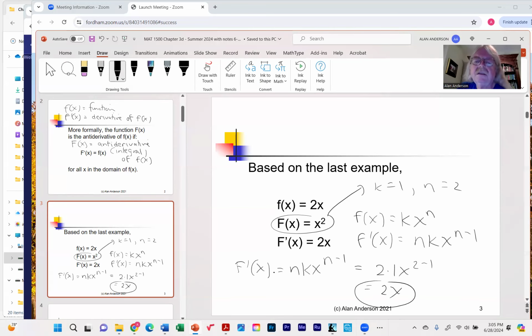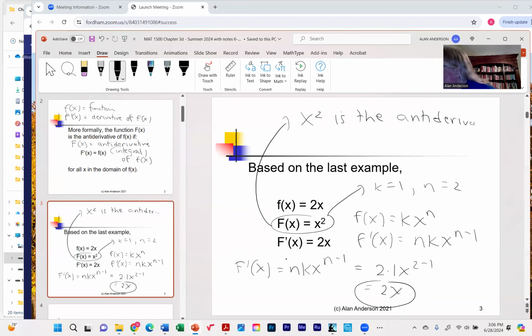So because the derivative of this capital F of x does return us to the original function, we can say that this must be the derivative or integral of 2x. Okay, now here's the big question. How did we get that result?